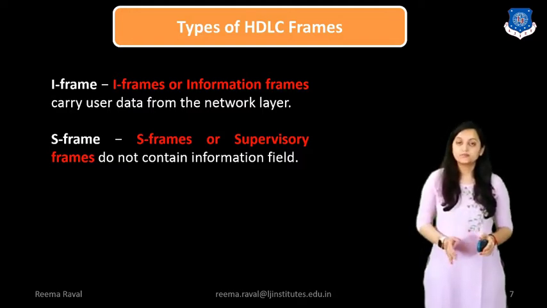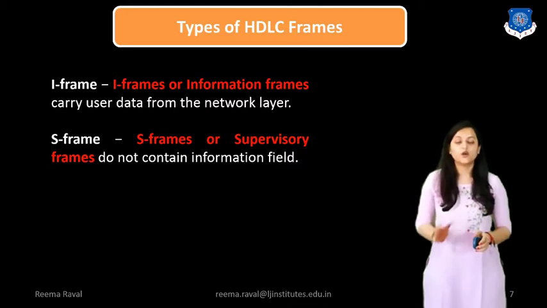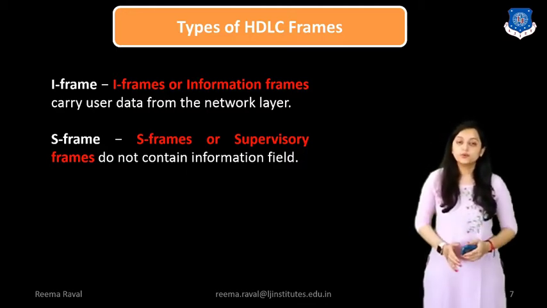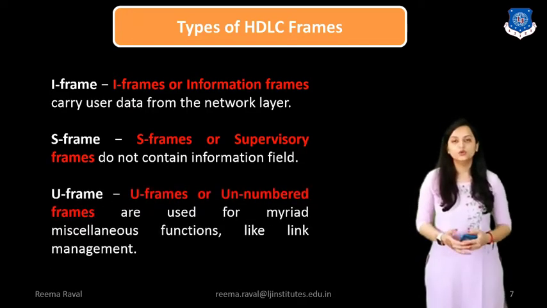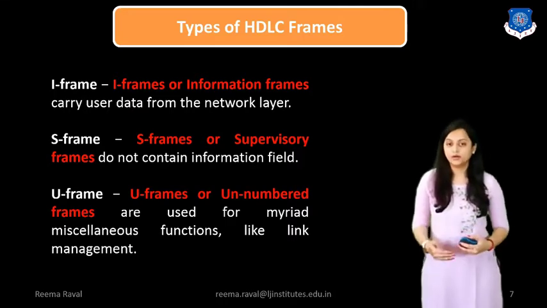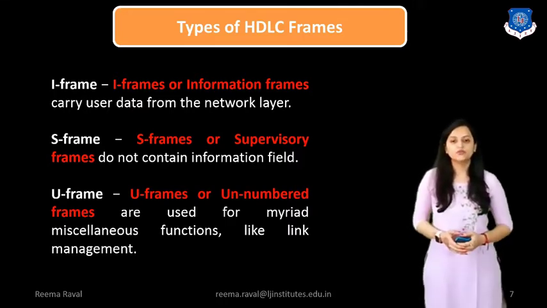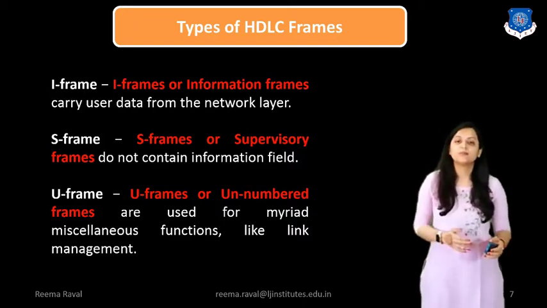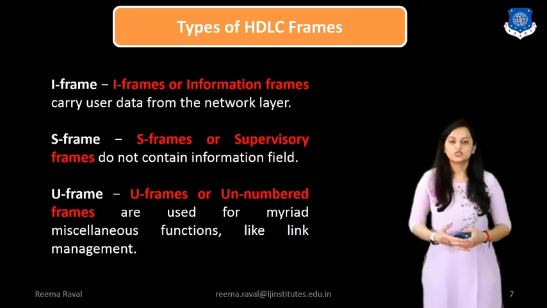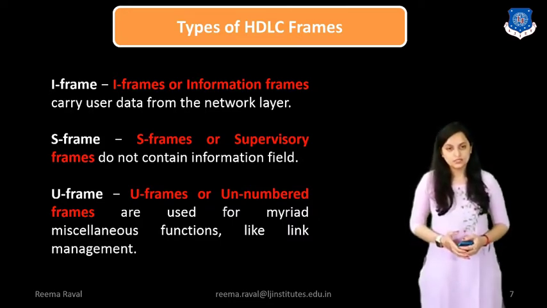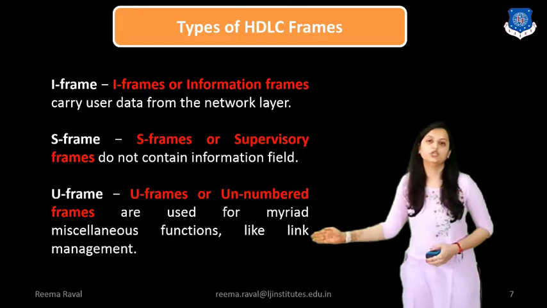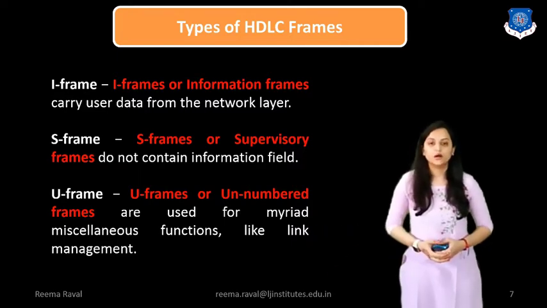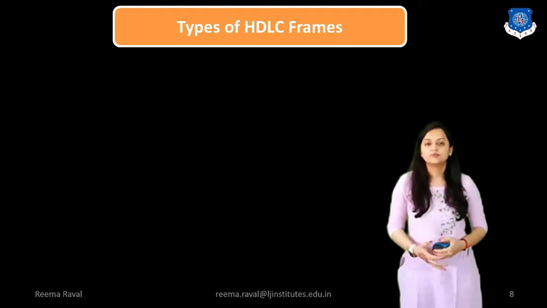Supervisory frames do not carry any information because they will not have any information field. It is for supervision purposes of the data transmission. And the third one is the U frame, which is called the unnumbered frame. This kind of frame is used for miscellaneous functions like link management or such management purposes. So these are basically three types of HDLC frames. First one is the I frame, second one is the S frame, and the third one is the U frame. Okay.